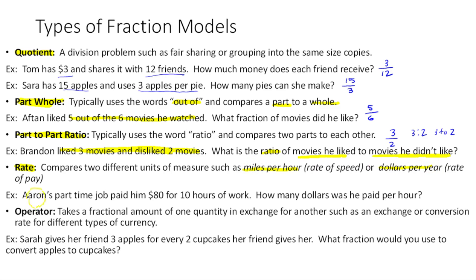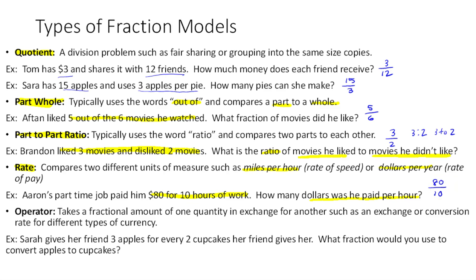So here's an example. Aaron's part-time job paid him $80 for 10 hours of work. How many dollars was he paid per hour? So to represent this as a fraction, since it says dollars per hour, we would put the number of dollars over the number of hours. Okay? And again, for now we won't simplify, but you may see that this is $8 per hour.